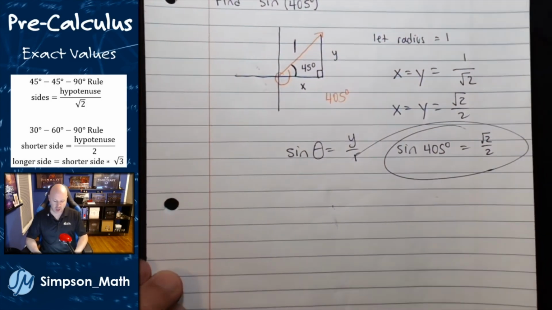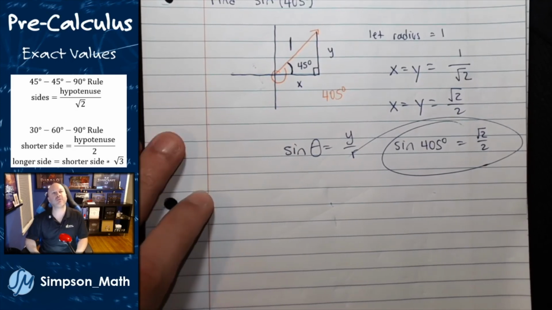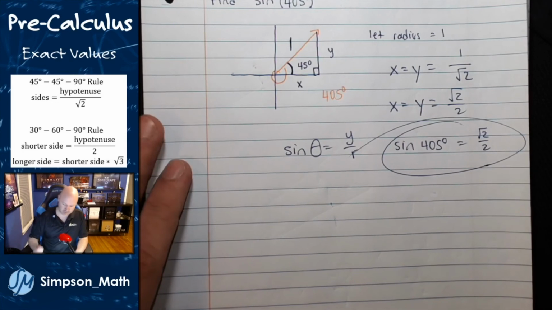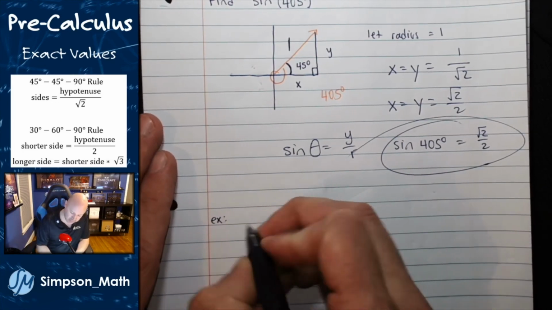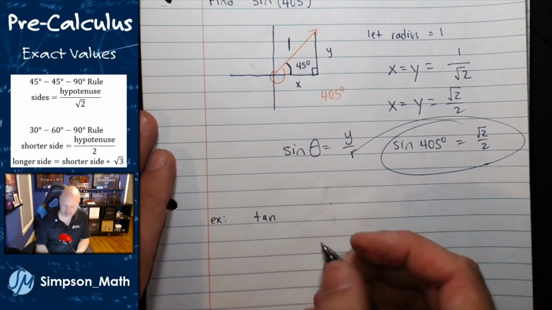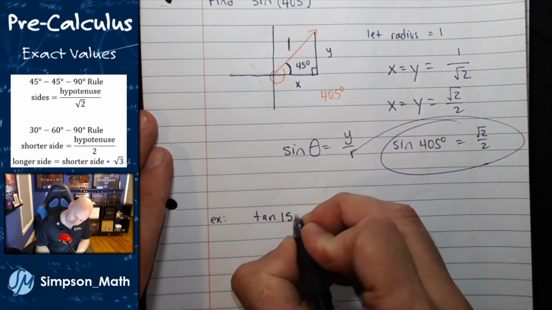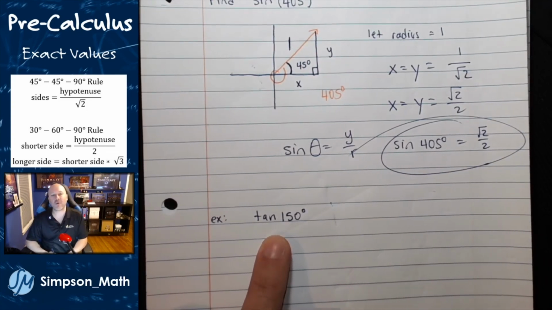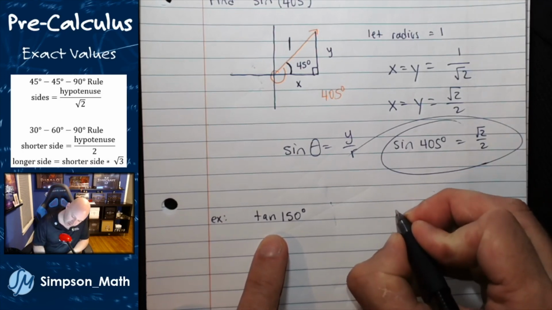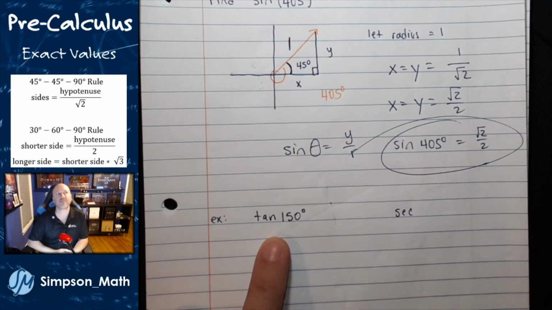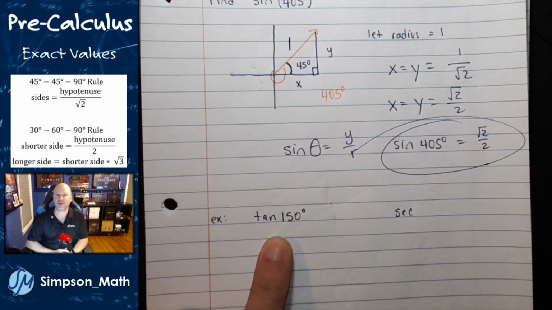Let's try a non-quadrantal angle that lies in quadrant 2. So let's do another example, tangent of 150 degrees. Let's do another example where we're in quadrant 4. So how about secant of, let's do 300 degrees.